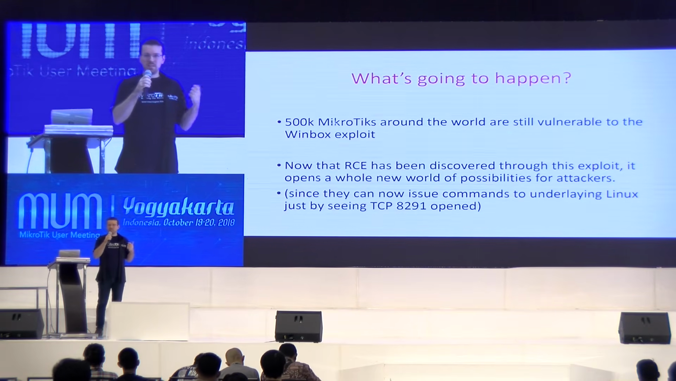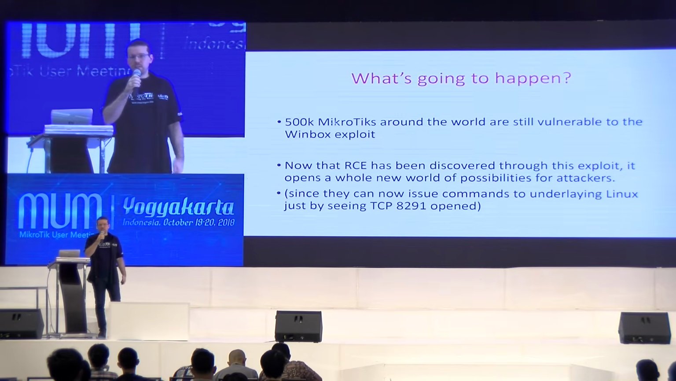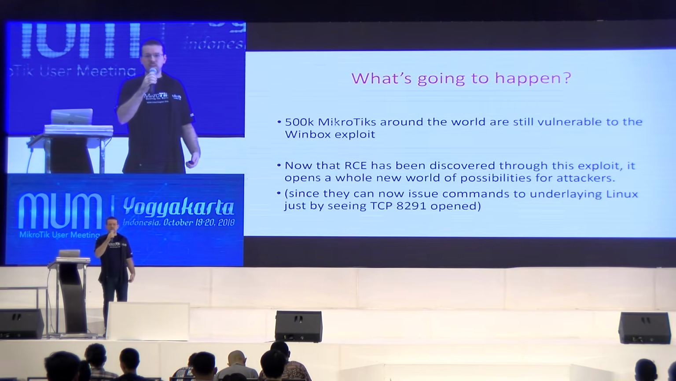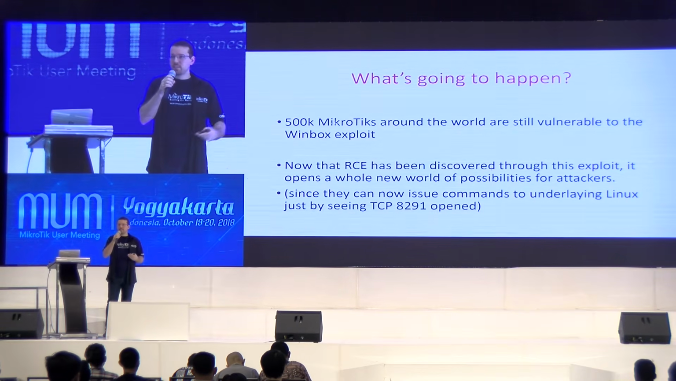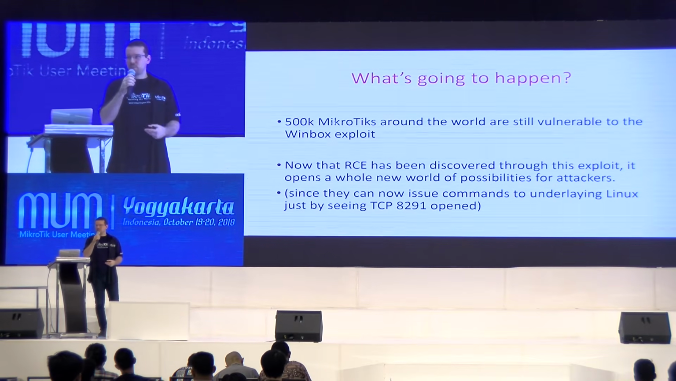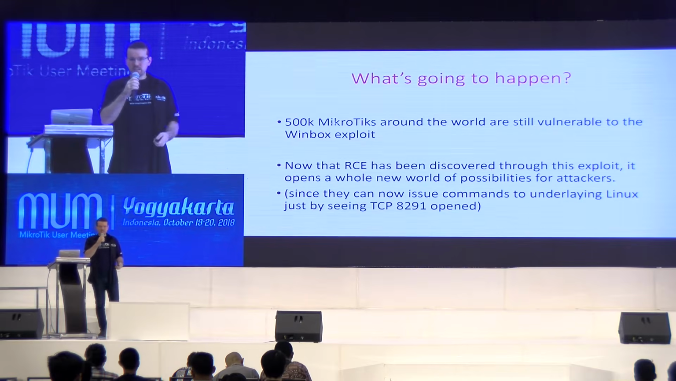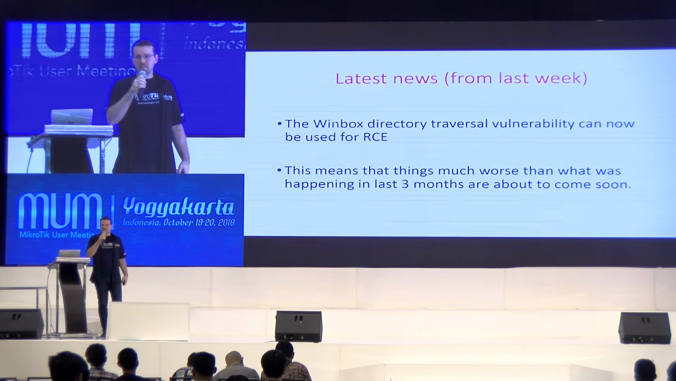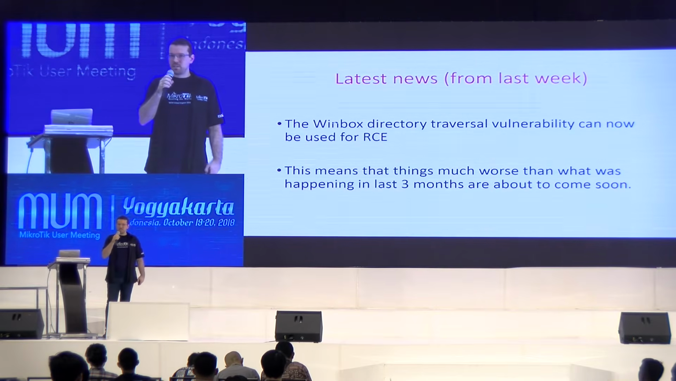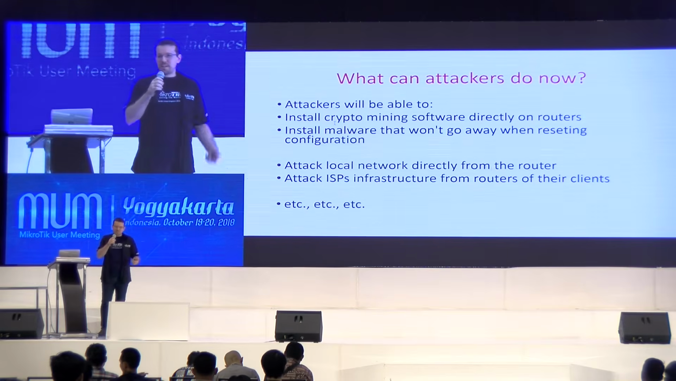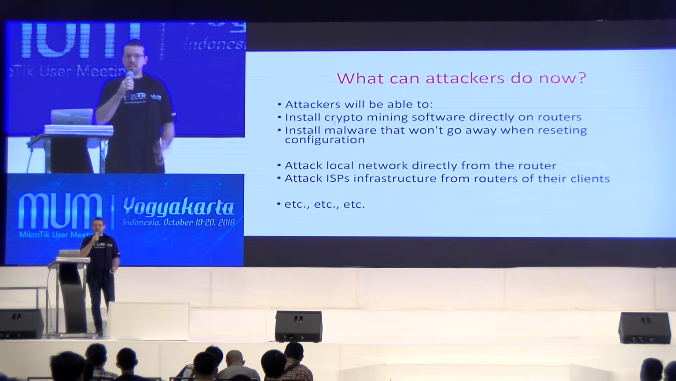So as we said in the beginning of this presentation, 500,000 routers around the world are still vulnerable. So now, all of those 500,000 routers, the attackers can directly install infections and malware onto the underlying RouterOS Linux just by seeing the Winbox port open. And this is really serious, and things are about to get much worse than they were in the last 3 months. So attackers will be able to install crypto mining software directly on routers now.